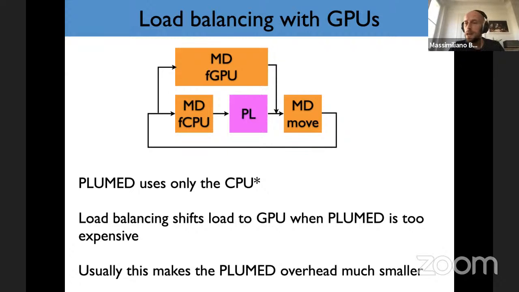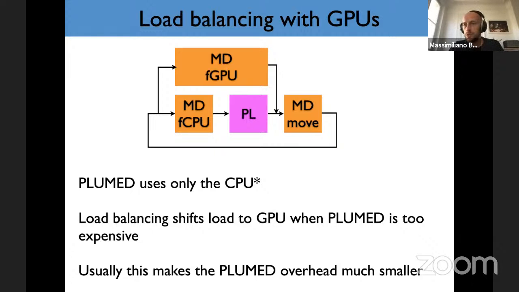PLUMED in 99.9% of the cases runs only on the CPU. We will see a few exceptions later, but it runs only on the CPU. And it runs on the CPU while the MD code is doing its task on the GPU in parallel, as you can see in this graph. If the PLUMED calculation is too expensive, then the molecular dynamics code, like GROMACS, shifts some part of the things that it has to do to the GPU.